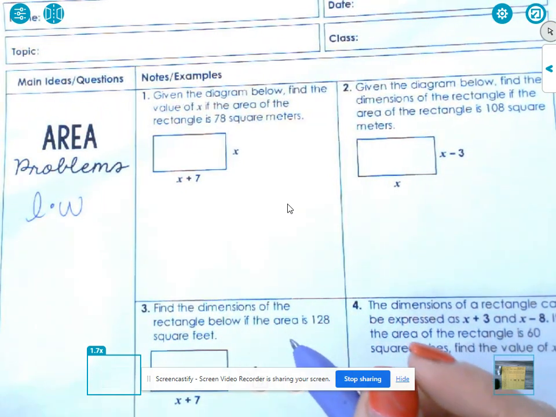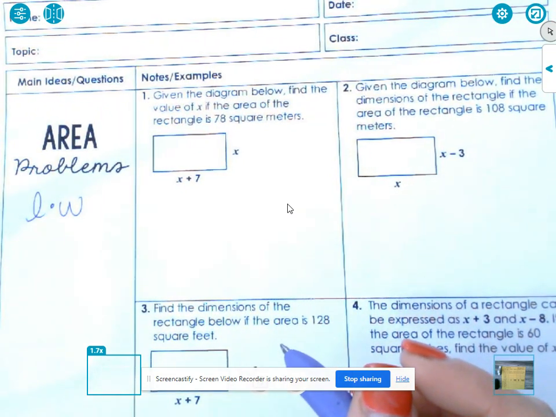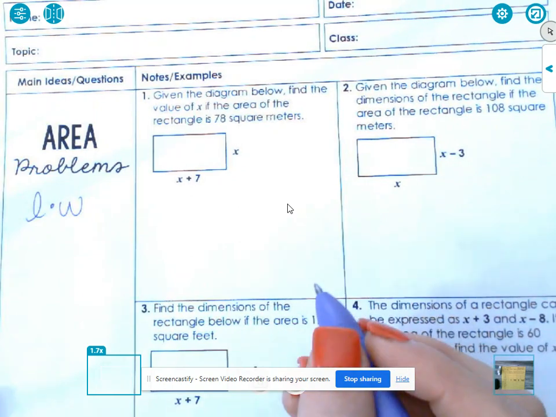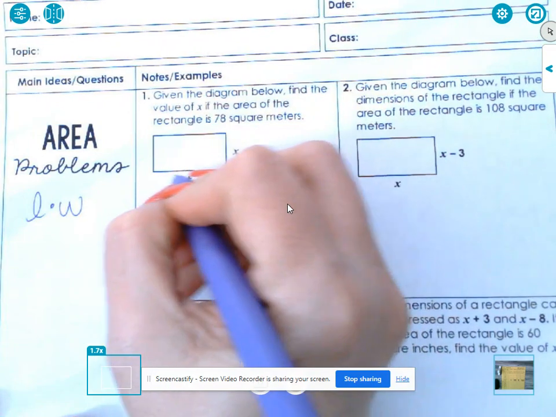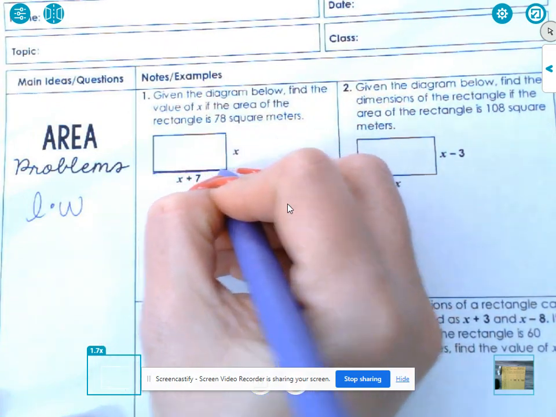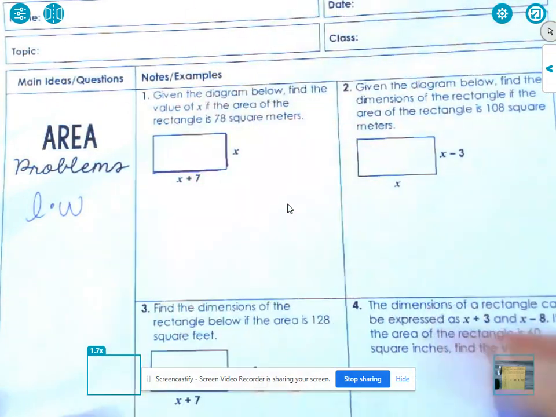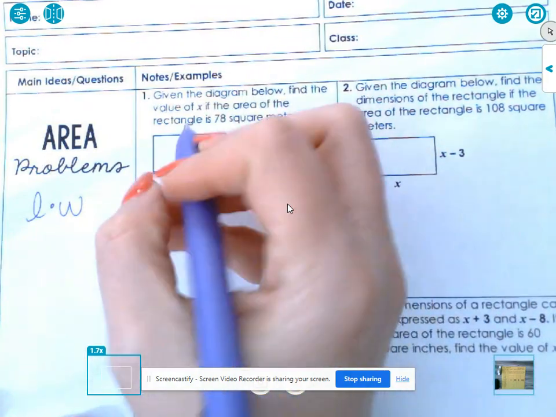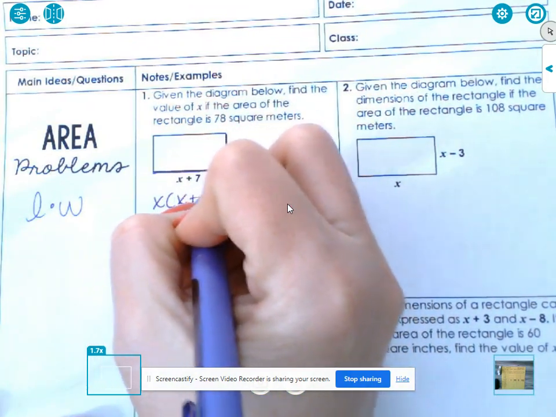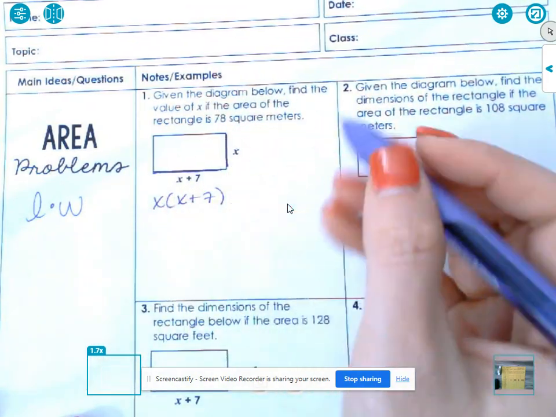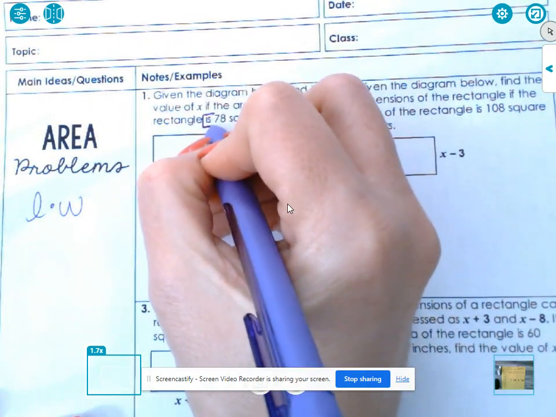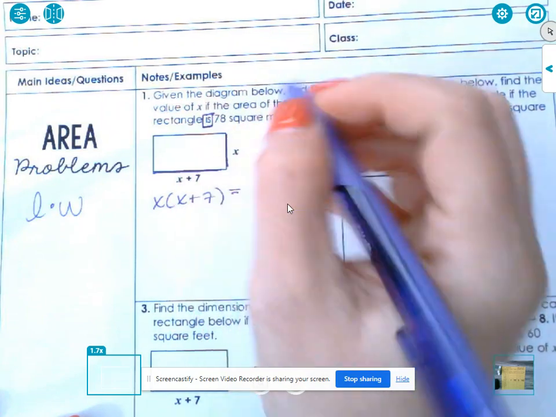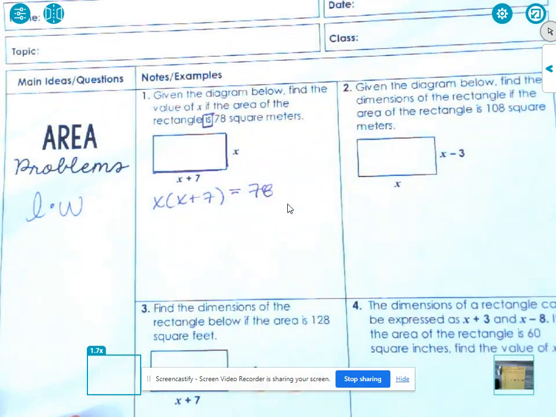All right, so first thing, given the diagram for the first problem, find the value of x if the area of the rectangle is 78 square meters. So again, we're going to do length times width. I usually make this long side my length and the shorter side my width, but a lot of times it's prettier if I put the x in front times x plus 7. And now it says if the area of the rectangle is, remember for us, is means equals, 78.